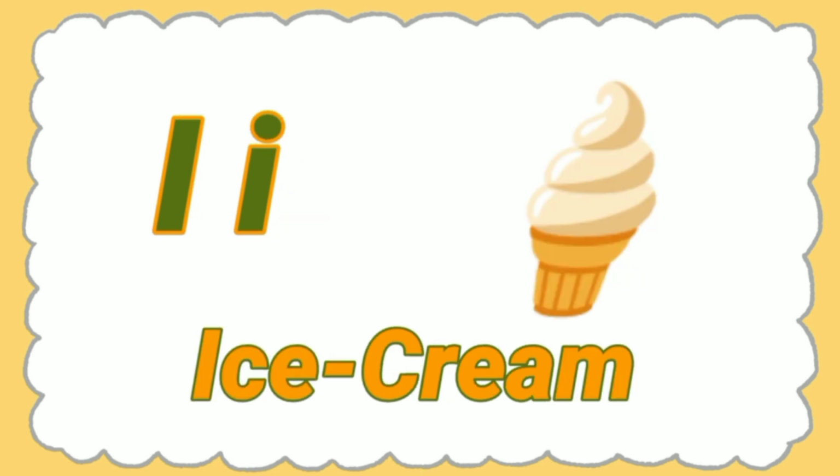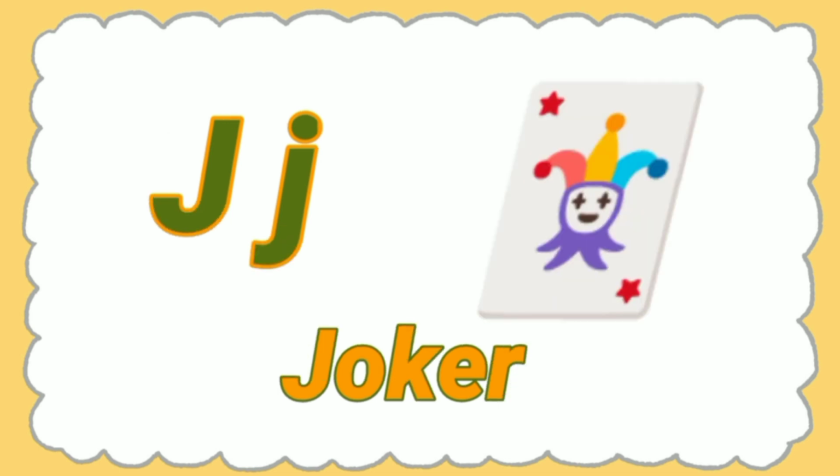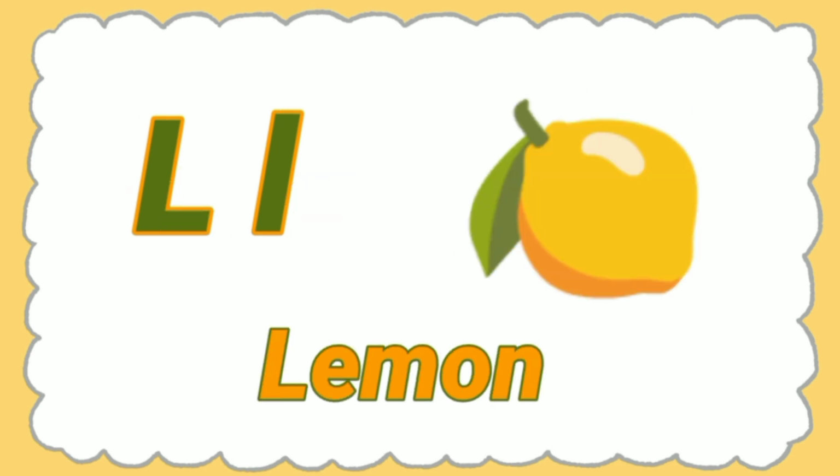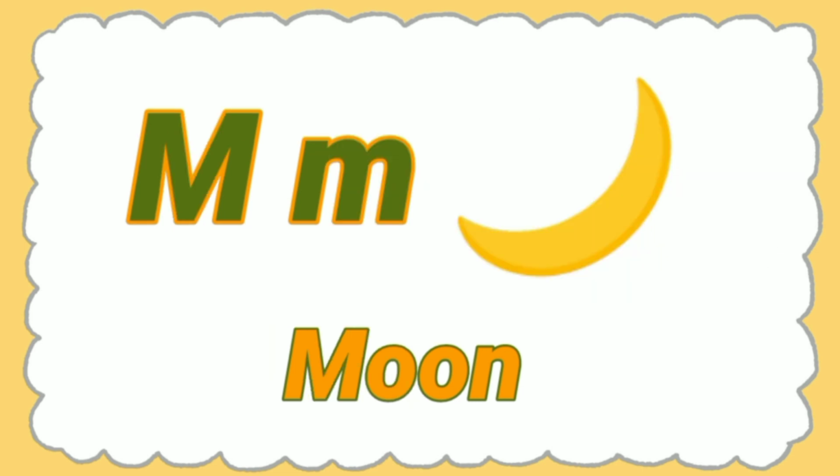I is for ice cream. J is for joker. K is for key. L is for lemon. M is for moon.